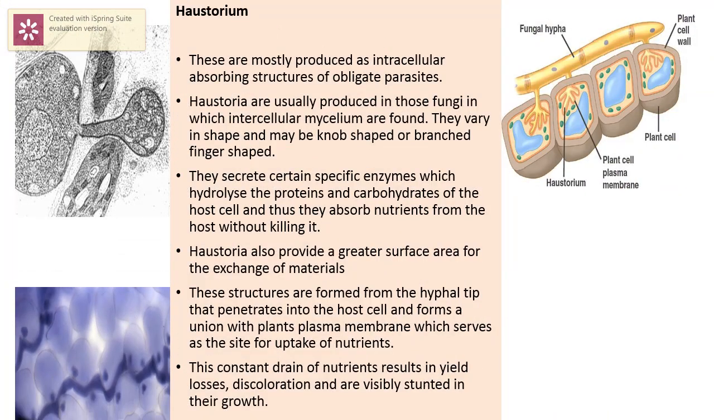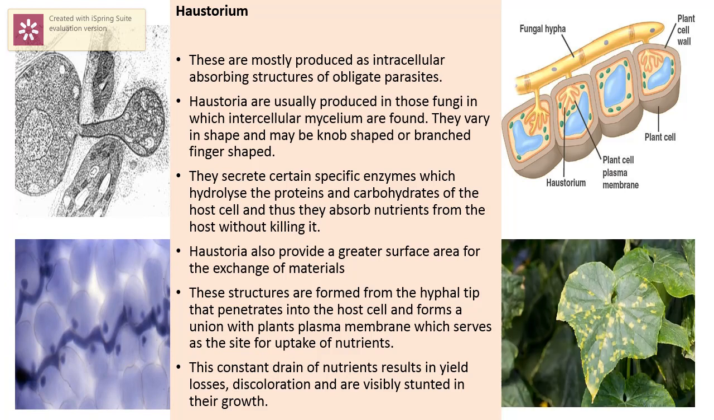Now we come to haustorium. It is also an important mycelial modification. It is also known as haustoria in the plural, and these are mostly produced as intracellular absorbing structures of obligate parasites. These haustoria are usually produced in those fungi in which intercellular mycelium is found, and they vary in shape, and may be knob-shaped or branched finger-shaped.